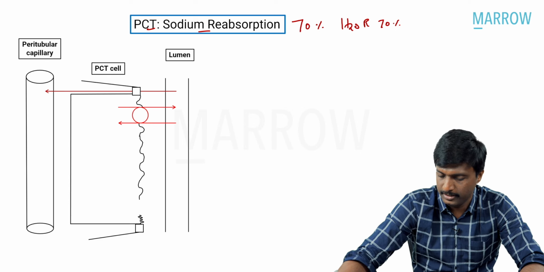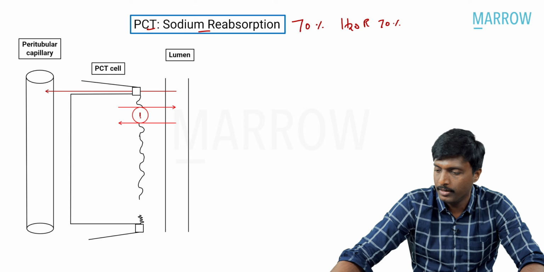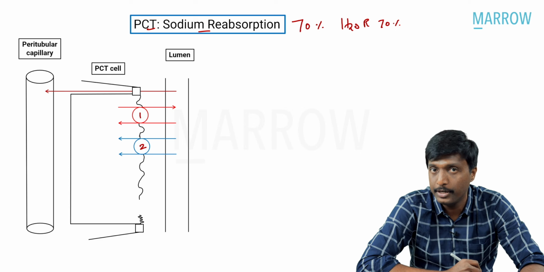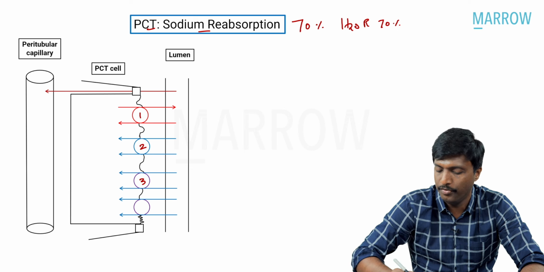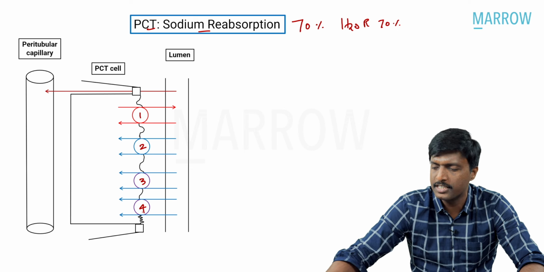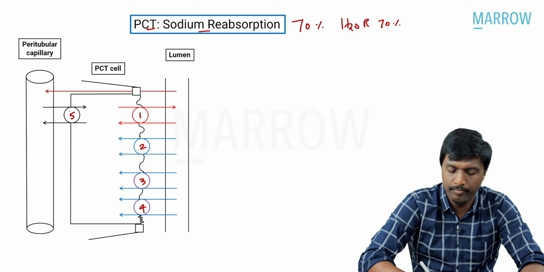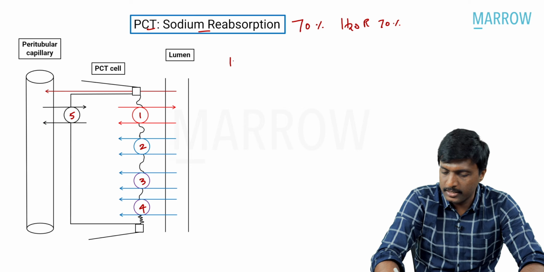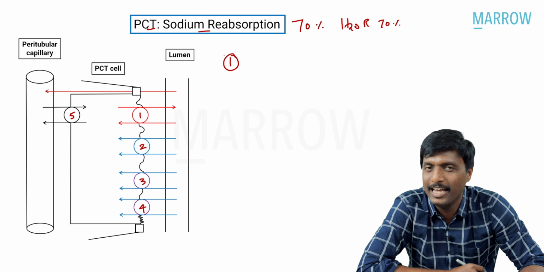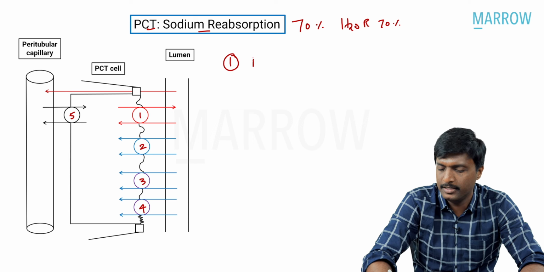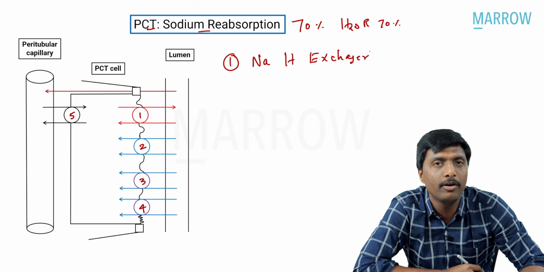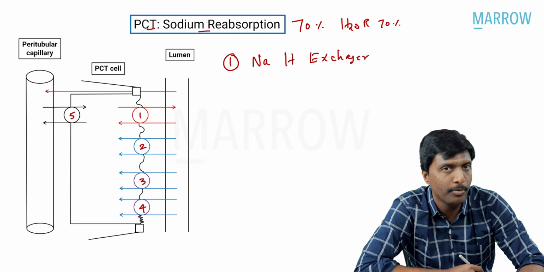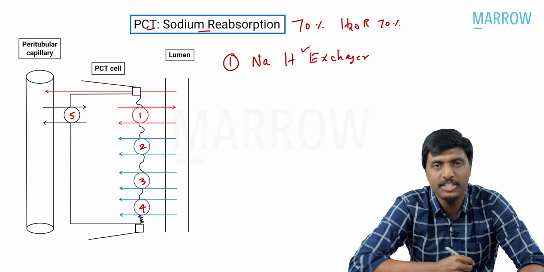What are they all? This is number 1, we will see. This is the second channel protein. This is the third channel protein. This is the fourth one. We will name them, first numbering them. This is the fifth one. What is number 1, sir? Any idea? Any guess? The arrow marks are in opposite directions. This is our very well known sodium hydrogen exchanger. This is the major channel protein for sodium reabsorption in PCT. Most important: sodium hydrogen exchanger.